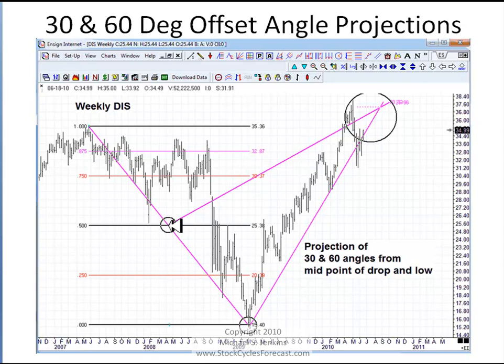I found the midpoint along that average line, and here I'm using a 30-degree advancing angle and from the bottom I use a steeper 60-degree advancing angle, and they converge in this area. The intersection gives us the potential price target.